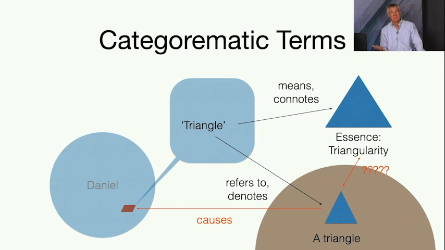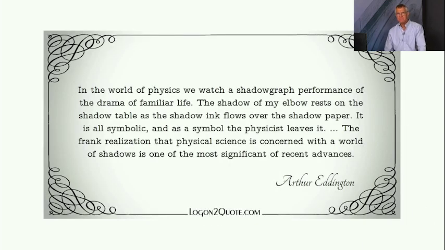And so is much of what we say about the world wrong? Are we thinking things have all these qualities, like being smooth and being yellow and being a triangle, that they don't really have? Well, that's a frightening and ultimately skeptical thought. So here's the way Arthur Eddington, famous 20th century physicist, put the problem.